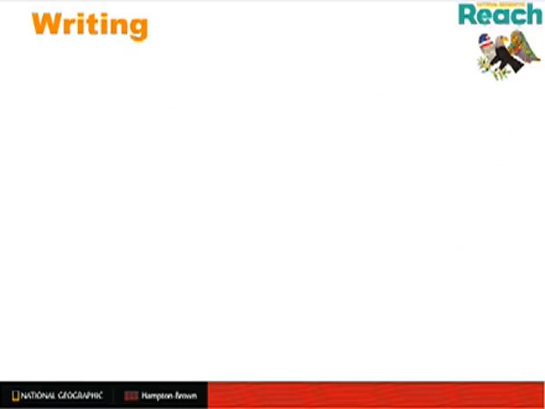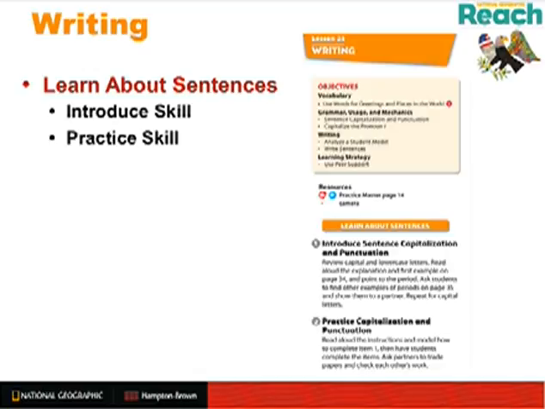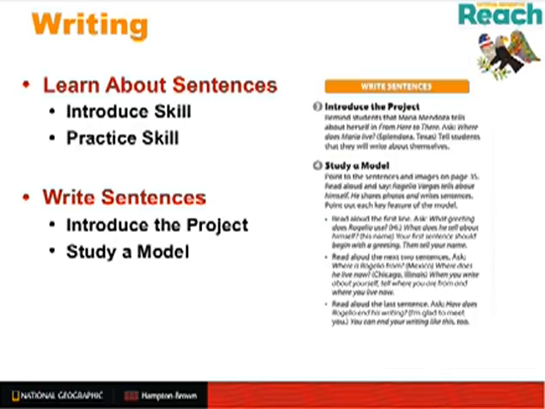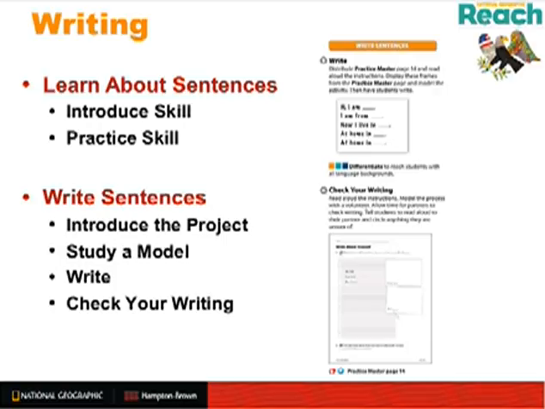In writing lessons, students learn about sentences. You'll always introduce a skill and practice a skill. In this case, it's capitalization and punctuation. Then they write. You introduce the project for them. You provide a model of the writing to study together. Then students write and check their understanding, check their writing against the model.